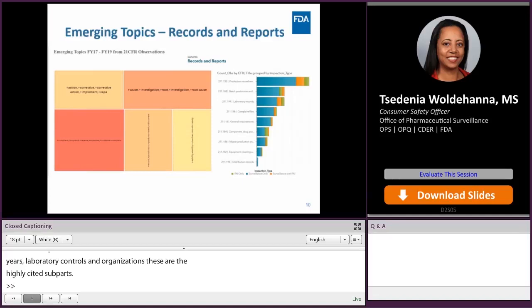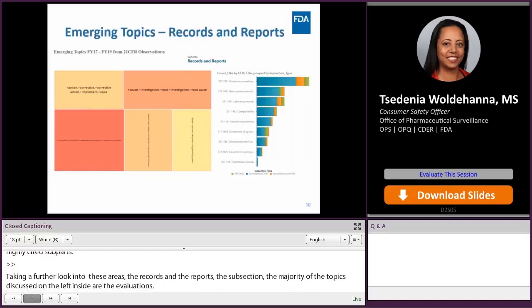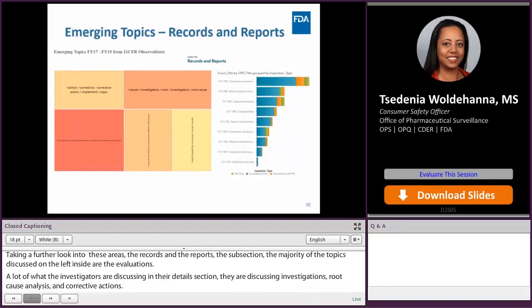the majority of the topics that are discussed. On the left-hand side is our topic-based evaluations. A lot of what the investigators are discussing within their details section: they are discussing investigations, root cause analysis, implementations of corrective actions, or the lack of them, or the issues that they're seeing. And these are being cited under 21 CFR 211.192, followed by 211.188 and 211.194.